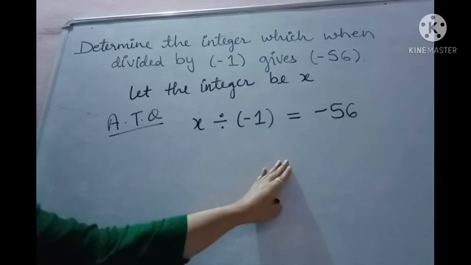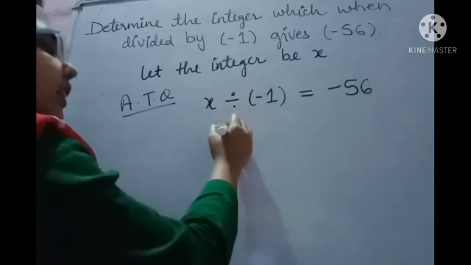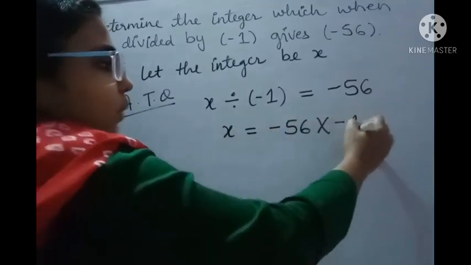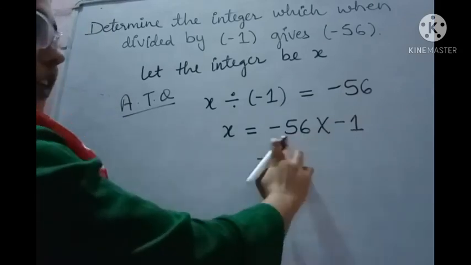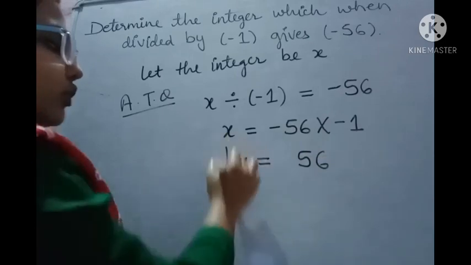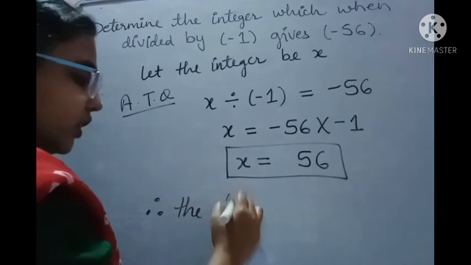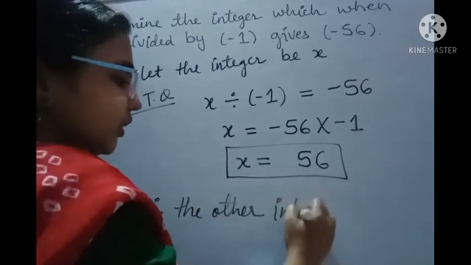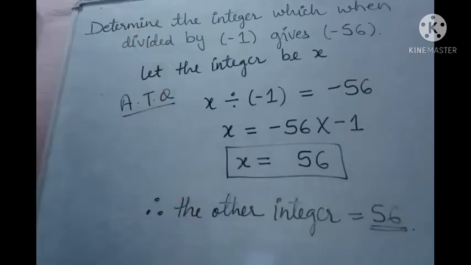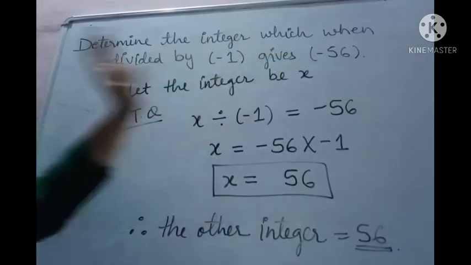Now, I always told you, if on the left hand side of the equals sign you have a divide portion, you have to take it to the right hand side, and then you need to multiply it. Multiply minus 56 with minus 1. Now in multiplication, when there are two negative numbers, their signs will get cancelled. So you will get x equals 56. Therefore the integer which you want to find out is 56, and 56 is our correct answer. Is it clear?